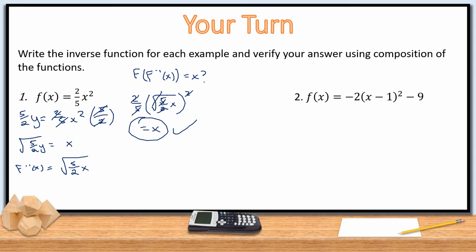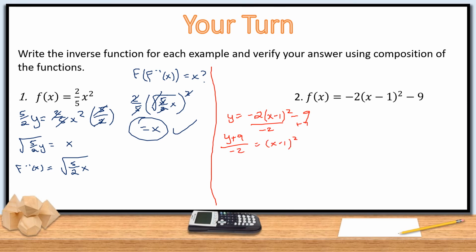Now for the other one, a little bit more work involved here, and I'm afraid of running out of space, so I'm going to try and keep it all in one spot. All right, so we've got y equals minus 2 (x minus 1) squared minus 9. Add 9 to both sides, and then divide by minus 2. So plus 9 divided by minus 2 is going to be equal to (x minus 1) squared.